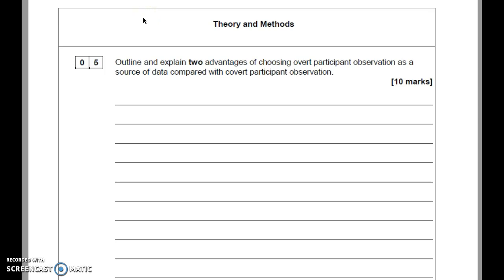The latter part of this paper is theory and methods. Okay, so you'll have 2 questions on theory and methods, one 10 marker and one 20 marker. You should be spending the remaining part of your time on that, the remaining 45 minutes.